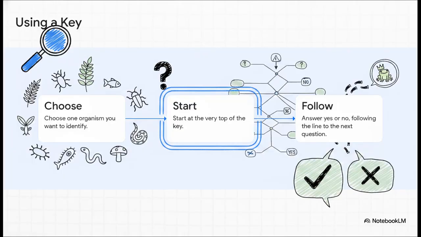Think of these 3 steps as the golden rules of the game. First, you must pick just one specific organism to focus on. You can't evaluate a whole group all at once. Second, you always start at the very top of the key. No skipping ahead or you'll get totally lost. And third, you simply answer yes or no, following the line to the next question. You just keep going until you finally arrive at the name of the organism.